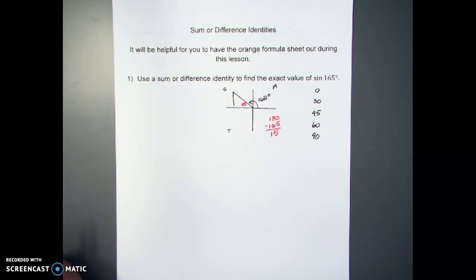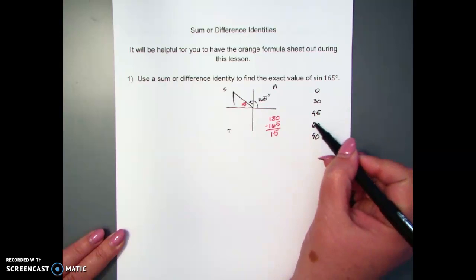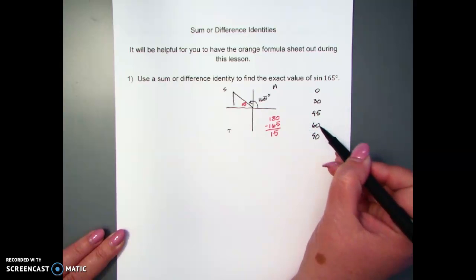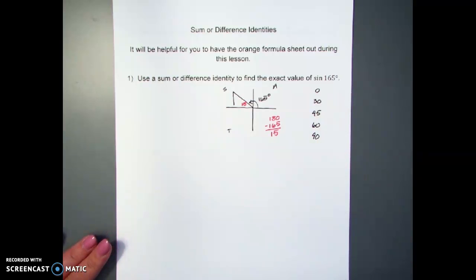So we're going to be reviewing sum or difference identities. On the first one, we're looking for the exact value for the sine of 165. The first thing I did over here was list the ones that we know right off the bat. Since if I add the two highest ones, 60 and 90, that only makes 150, I'm going to have to go to the reference angle to figure out the sine of 165.